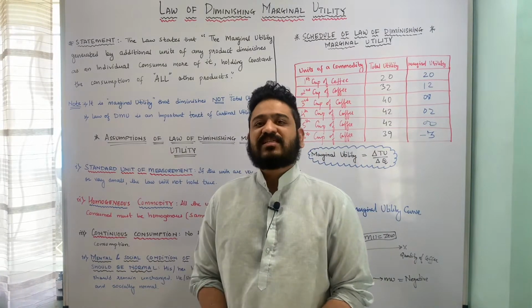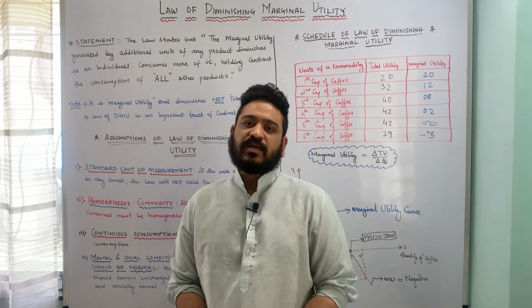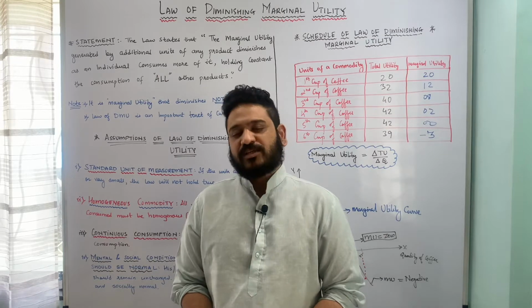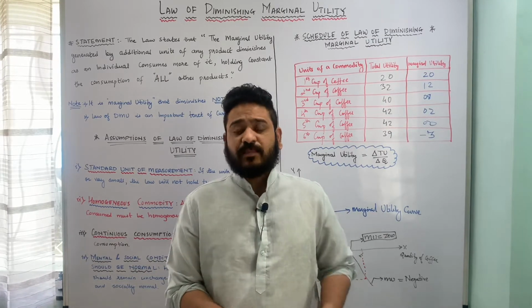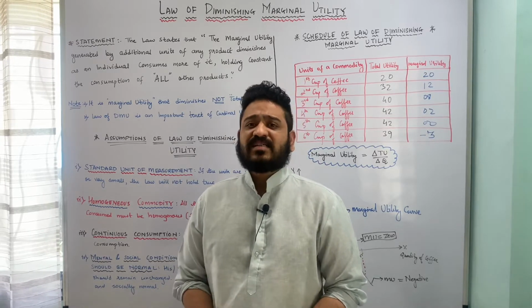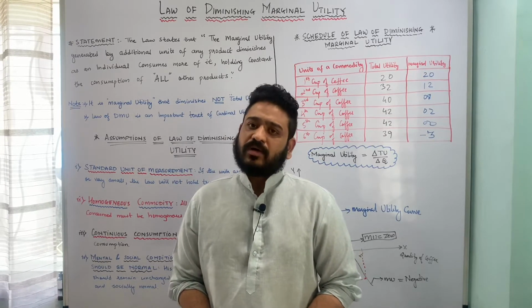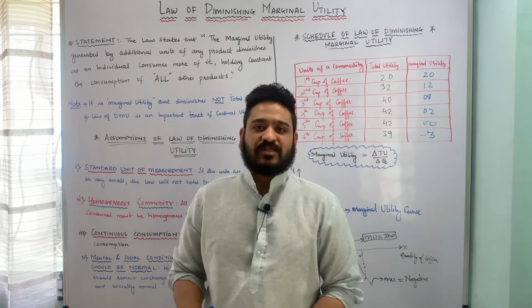In my previous class, I dealt with two important concepts known as total utility and marginal utility, and we also saw the relationship between the two, both the graphical relationship as well as the tabular relationship between total utility and marginal utility. In today's class, I'll be talking about one of the very important laws known as the law of diminishing marginal utility. So let's get started.